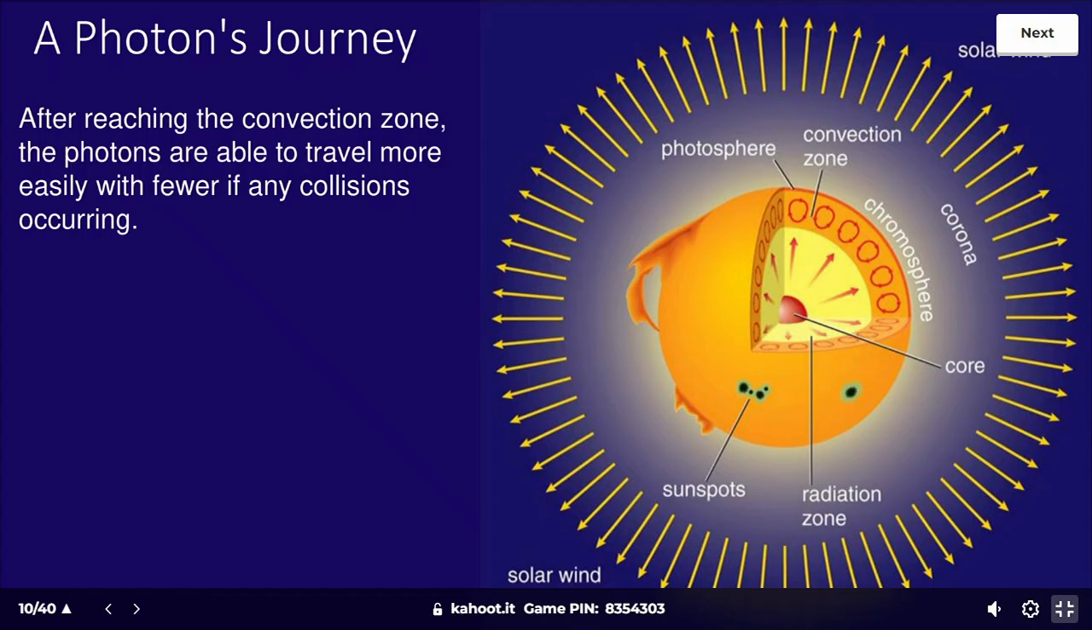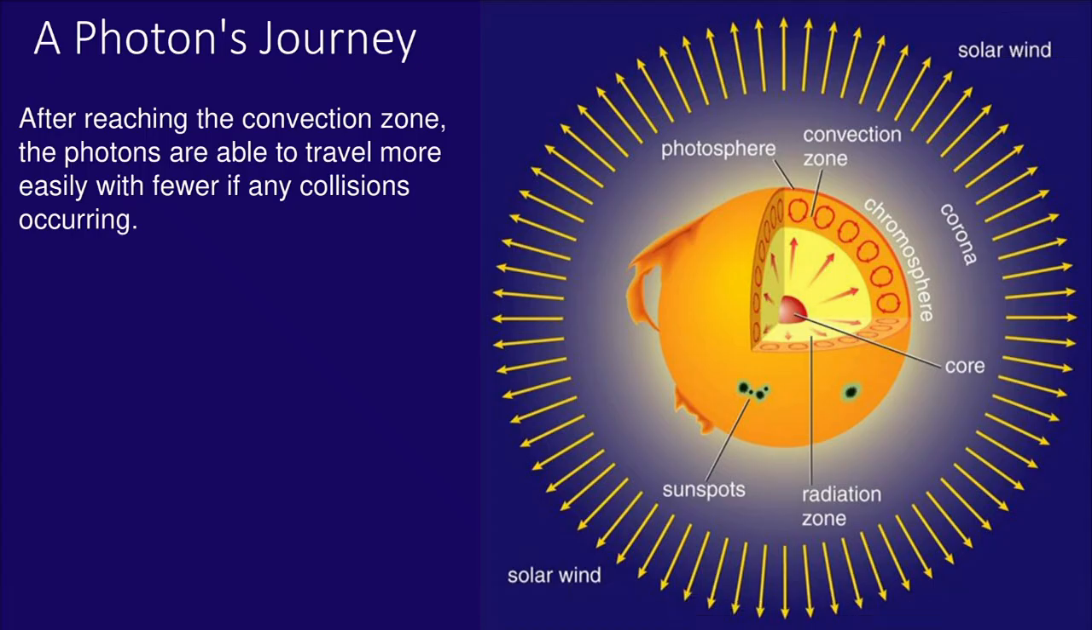So the core and the radiative zone or radiation zone are where all of those collisions are happening. And then once the photon gets to the convection zone, it might bump into some things, but for the most part, it's just going to travel straight through the convection zone and out into space.